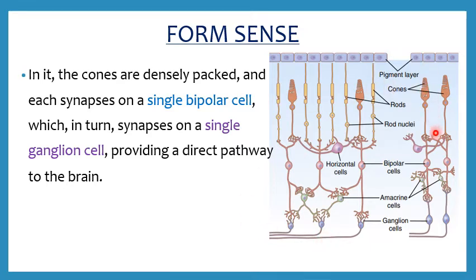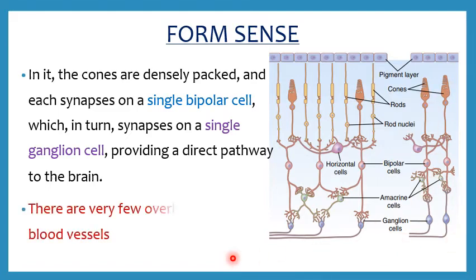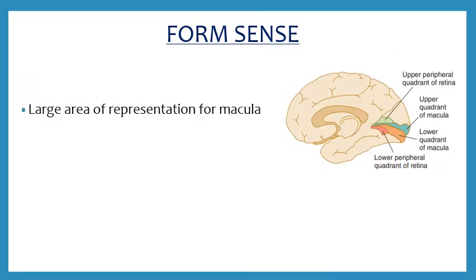So, because we've got such a direct pathway, there is increased transmission of impulses from this photoreceptor to the brain. Moreover, there are very few overlying cells and no blood vessels, so the details are transmitted faster to the brain. And in the cortex, this foveal or macular region has a huge representation. We can see that this whole area is just for processing the image that is formed on the fovea or the macula of the retina, right? Because of this large representation, you can clearly see the details of the image when you look at it.